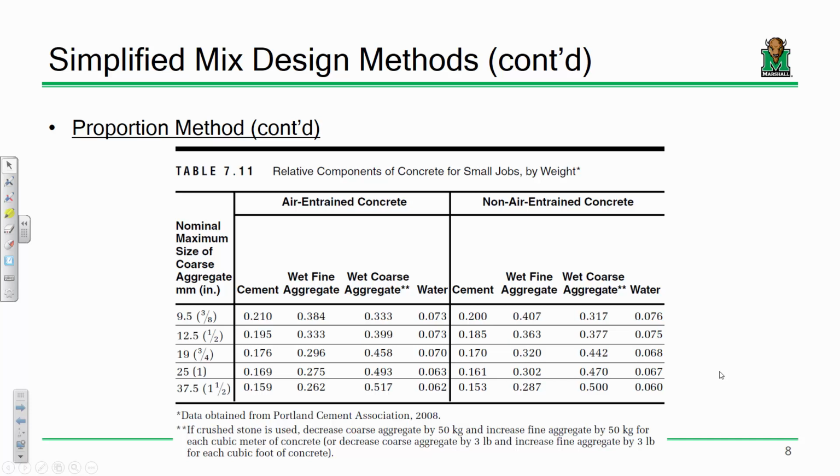So to give you kind of an idea, this is table 7.11. Now this is relative components of concrete by weight. So for instance, based on your given aggregate size and whether or not you're dealing with air-entrained concrete or non-air-entrained concrete, what you're doing is you're looking up proportions of each of these aggregates by weight.